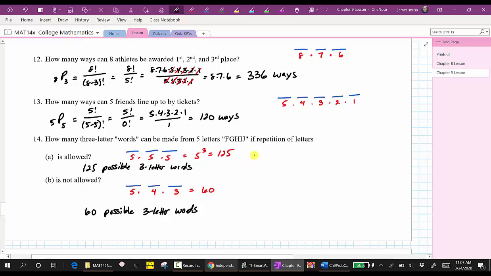Or using a permutation, we could have done 5 permute 3, which is equal to 5 factorial over 5 minus 3 factorial, which is equal to 5 factorial divided by 2 factorial. Simplifying by hand, we'd have 5 times 4 times 3 times 2 factorial, divided by 2 factorial. 2 factorial divided by itself simplifies to 1, of course leaving us with 5 times 4 times 3, which is also 60.